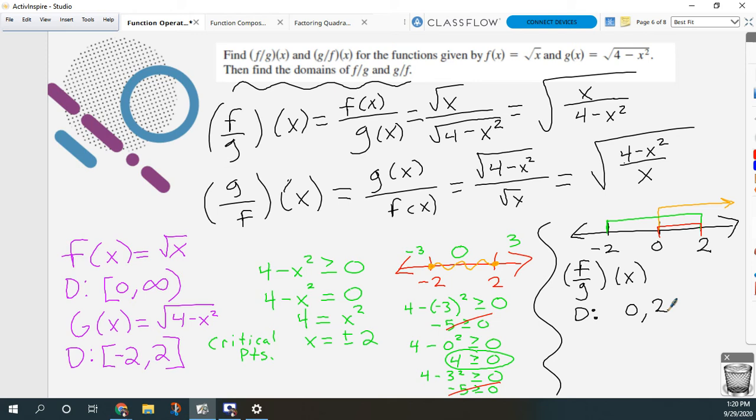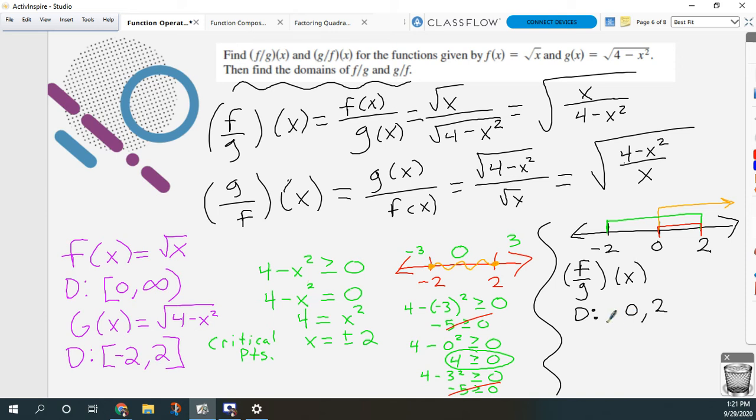2. The only thing that we have to worry about, though, is remember that we have a fraction. So we know that whatever makes this denominator 0 cannot be included in our domain. So if we go back, we've actually already solved for that when we came over here to find our critical numbers. We solved and we got that x equals plus or minus 2 is what's going to make that 4 minus x squared 0.